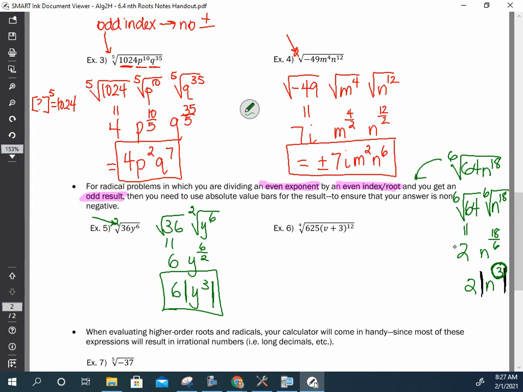And then the only thing that's missing there is the plus or minus 6 out front. Questions, example 5.